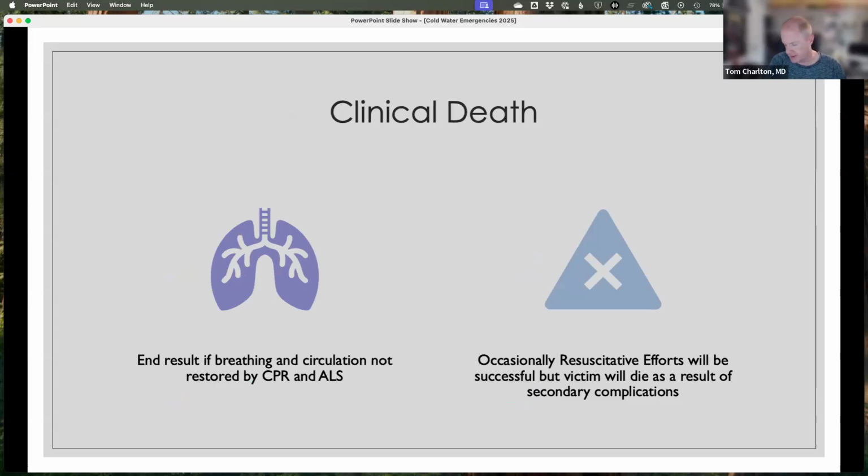And then clinical death begins to set in. Obviously, if we can't get breathing and circulation restored quickly by CPR and advanced life support, unfortunately, people die from drowning. Sometimes, we will get these patients back in the field, only to have them die weeks or months later from complications as a result of the drowning event, which is even more tragic. It just prolongs the whole process.